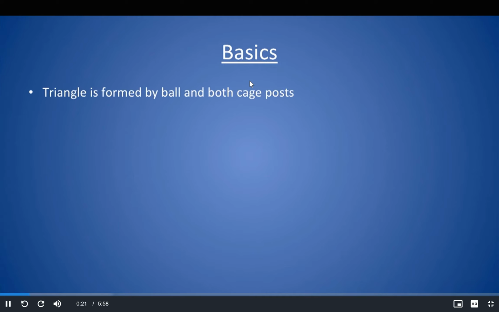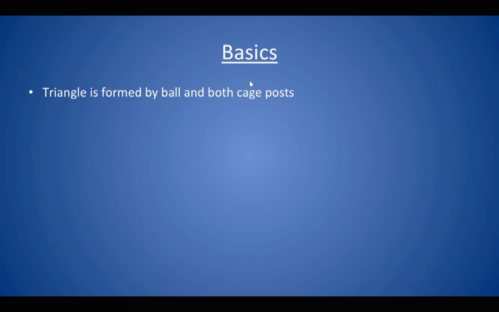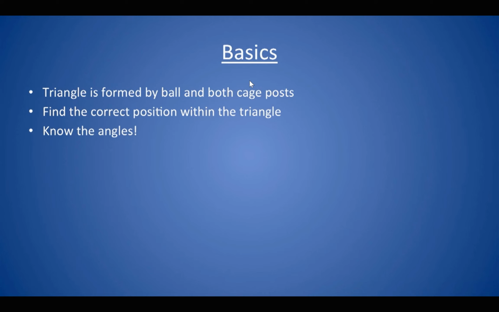Everywhere we go in the goal, there is always going to be a triangle. We have the two posts, and then we have that ball. That ball forms the point of the triangle and is constantly moving. As the triangle adjusts, we need to adjust. We always need to find that correct position within the triangle, taking away as much angle as we can, while at the same time giving up a little bit to the left, a little bit to the right, and a little bit of a lob cover.